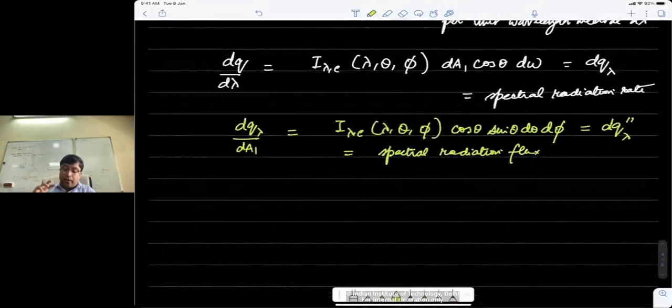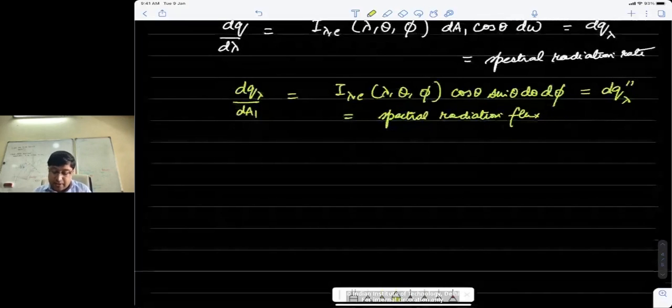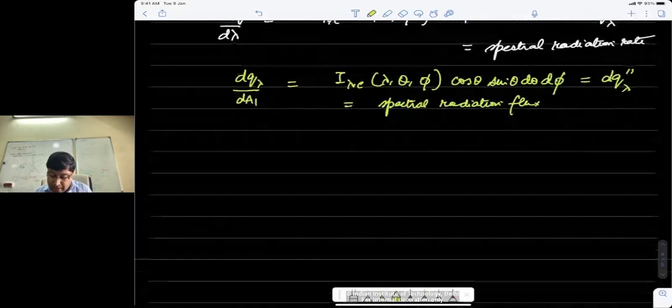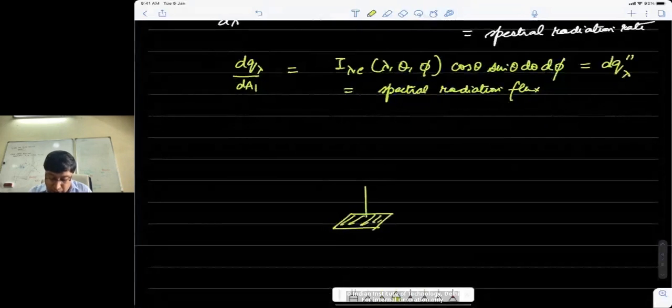So if I'm interested in knowing how much flux is radiating out from a body, let's say some area, in all directions. So far we've looked at only one direction, which is the theta phi direction. If I'm interested in knowing how much this body is radiating in all directions, we can go back to the same thing that we have done earlier, in spherical coordinates. So let's say we have the area dA1 sitting somewhere, and let's say again we have the normal vector aligned in a certain way.